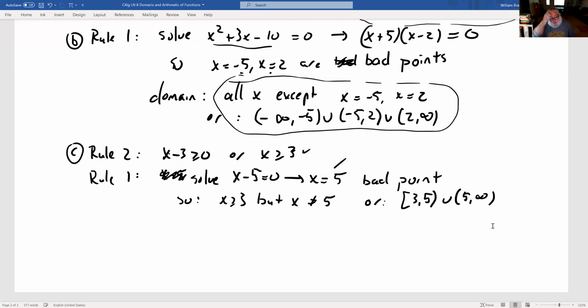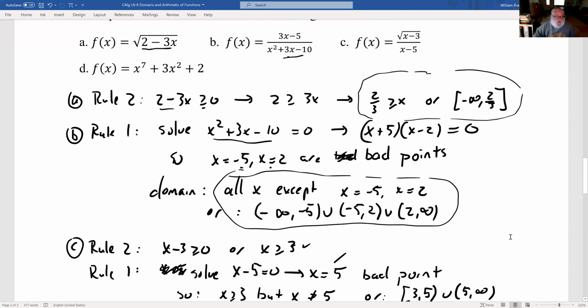So again, we can write it like that. You can either write it out in words, or you can write it in interval notation. Finally, what about D?